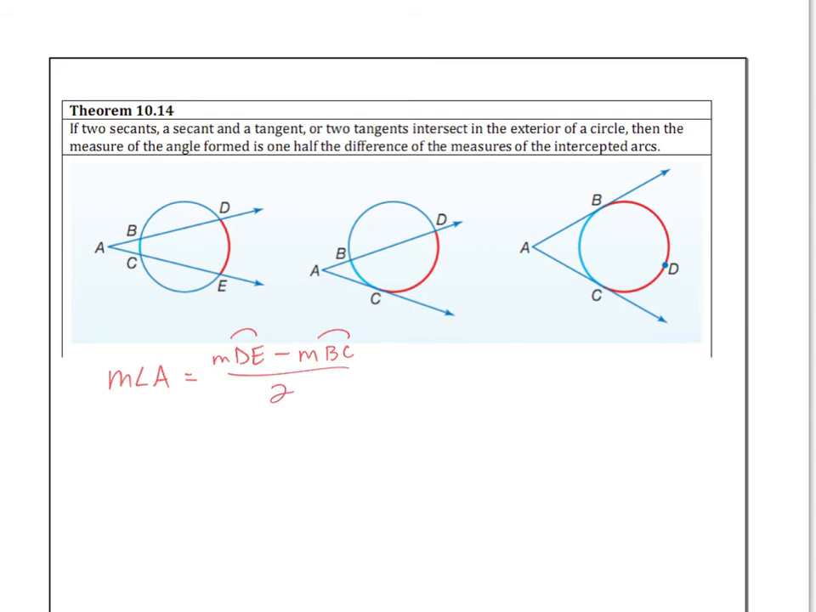So let me show you one more time. You take this red arc minus this blue arc and divide by 2. Same thing here. Red arc minus blue arc, divide by 2. And that gives you this angle outside of the circle. Let's try a couple.